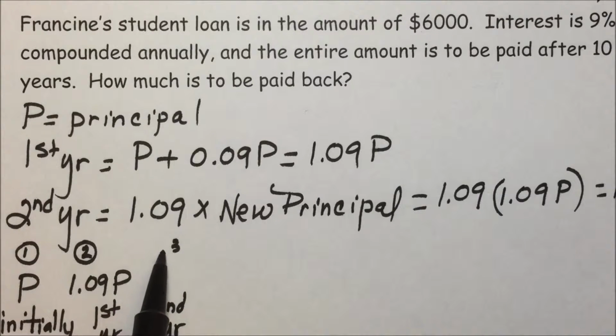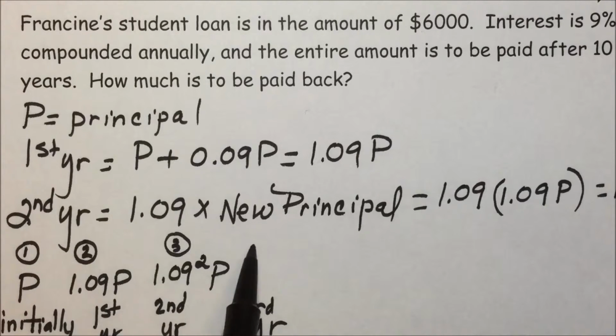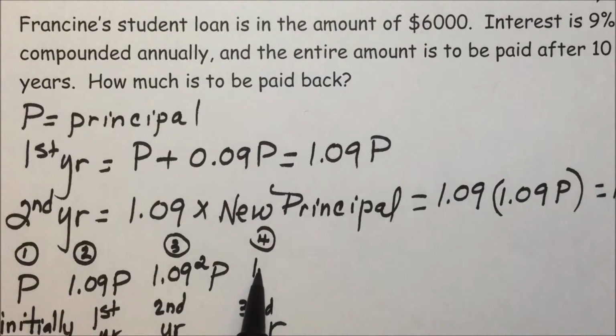At the end of the second year, which is actually our third term, we came up with 1.09 to the second power times the principal. At the end of the third year, we can see we have a pattern going here. It will be 1.09 to the third power times the principal, and continues on.